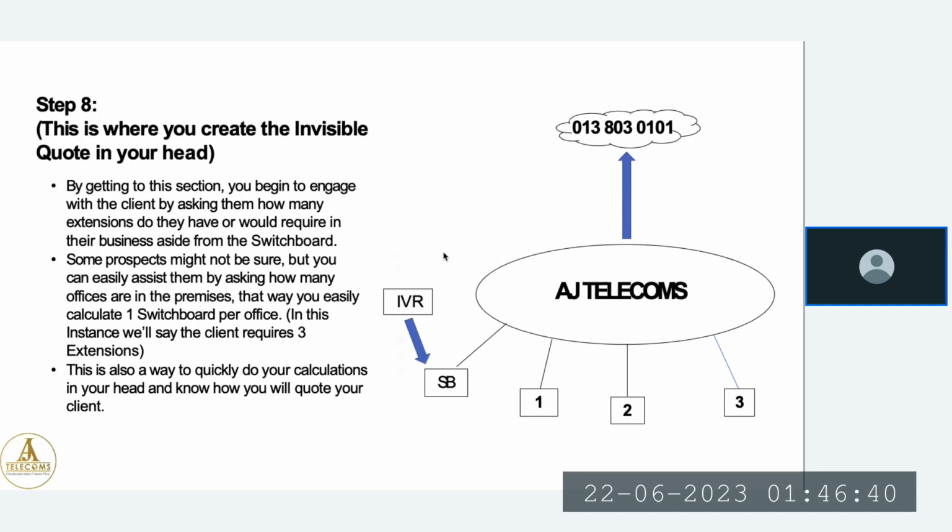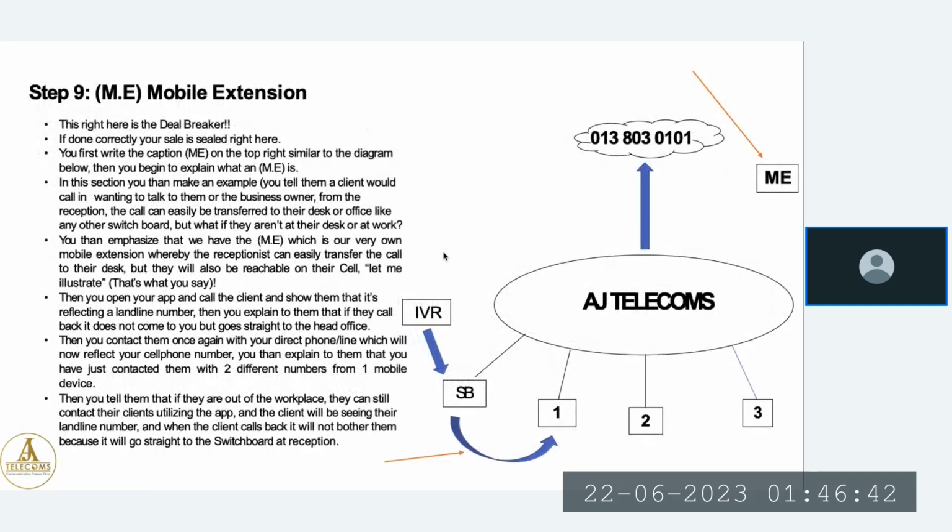Let us move along. And then step 9, the ME, or you can say the mobile extension. So this right here, guys, is the deal breaker. If done correctly, your sale is sealed right here. So you first write the caption ME on the top right, similar to the diagram below. Then you begin to explain what an ME is. In this section, you then make an example. You tell them a client would obviously call in.